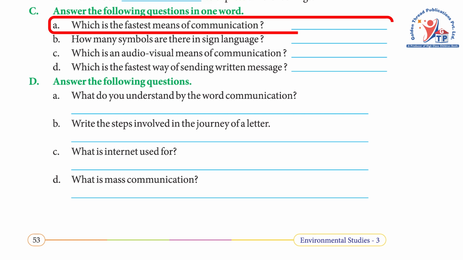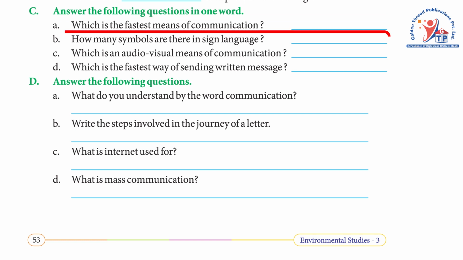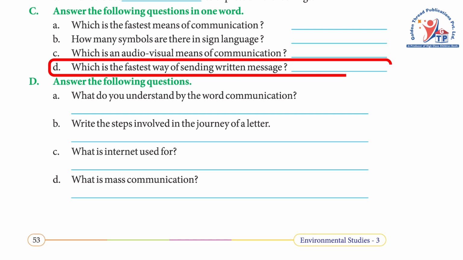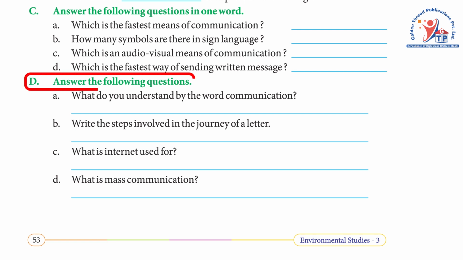A. Which is the fastest means of communication? Answer: telephone. B. How many symbols are there in sign language? Answer: 26. C. Which is an audio-visual means of communication? Answer: television. D. Which is the fastest way of sending written messages? Answer: email.